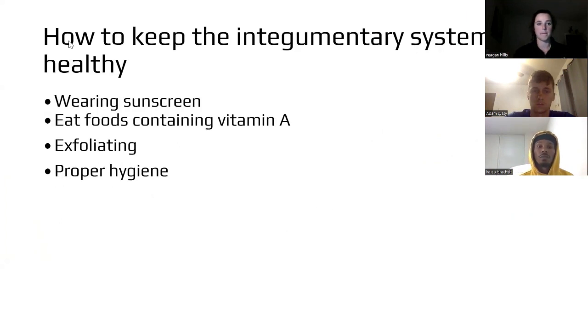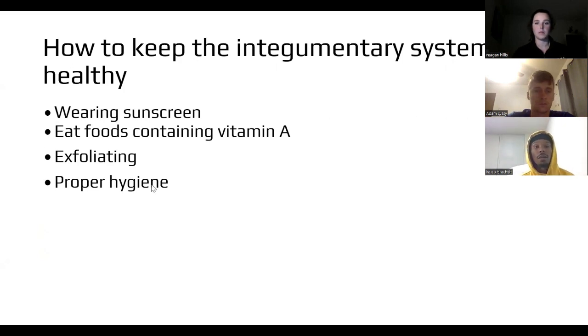So how do we keep the integumentary system healthy? We have wearing sunscreen. This prevents sunburn, skin cancer, and prevents the body from aging more than it needs to. Eating foods containing vitamin A, foods like carrots or leafy greens. Exfoliating, that's basically cleaning your face, showers, all that. And then we have proper hygiene.